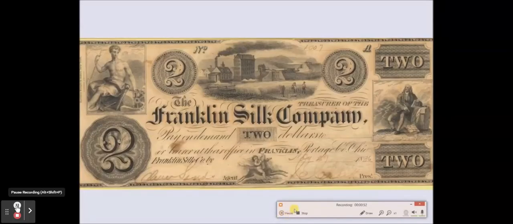Okay, I'm pretty sure I saved this image on my computer because it had some old imagery of buildings, which is actually rare on a lot of these notes. It's hard to find. This is 1836, the Franklin Silk Company. A very familiar printer comes up again, which is Rawdon, Wright and Hatch in New York. Here's a close-up.